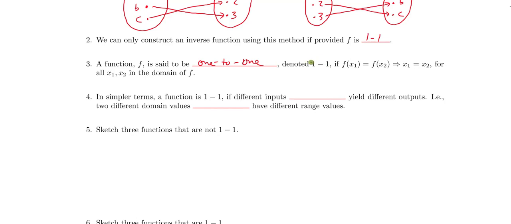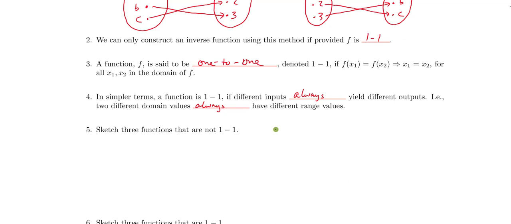Well, a function is said to be 1 to 1, and you'll often see me just write 1-1 for one-to-one, if whenever f of x1 equals f of x2, that implies x1 equals x2 for all x1, x2 in the domain. Folks, that's the correct definition. That's a little bit difficult for some students to suss out, so I've got a better way of saying that. In simpler terms, a function is said to be one-to-one if different inputs always yield different outputs, i.e. two different domain values always have two different range values.